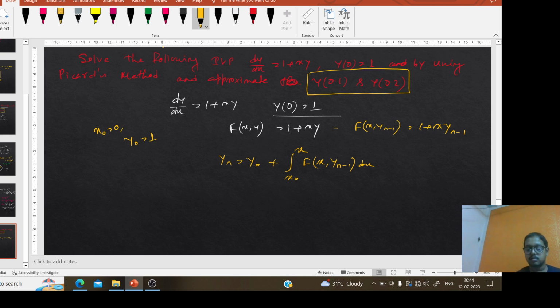Up to the third approximation. So here, what is the value of y0? If we put n is equal to 1, what do we get? That is y1 is equal to y0 plus the integral from x0, that is 0, to x.